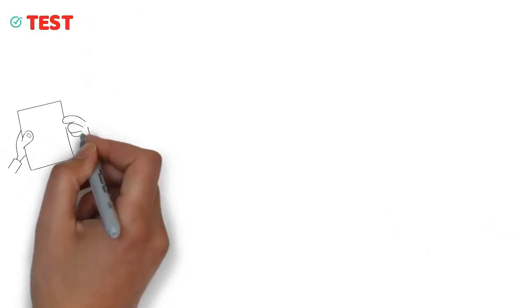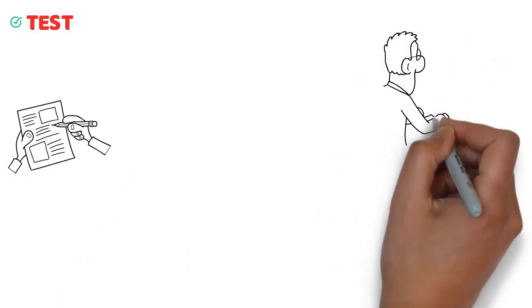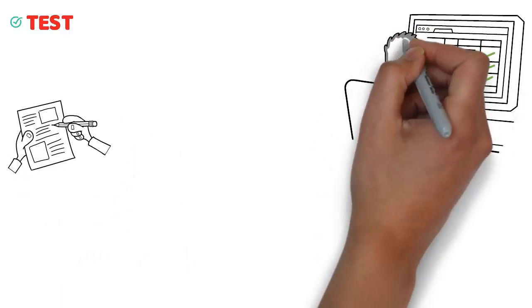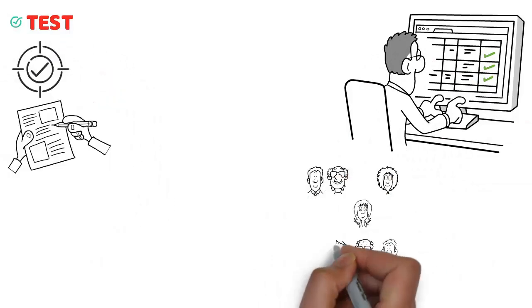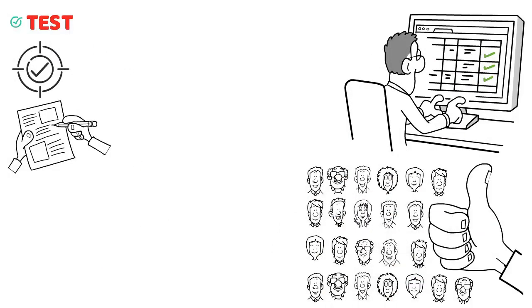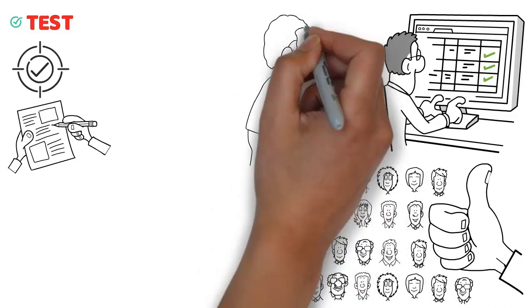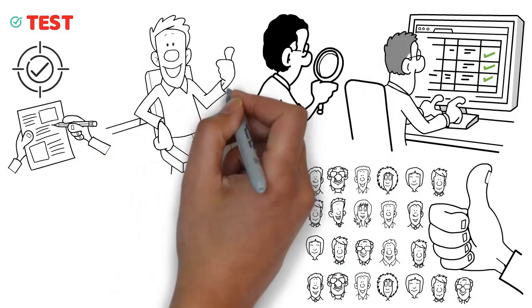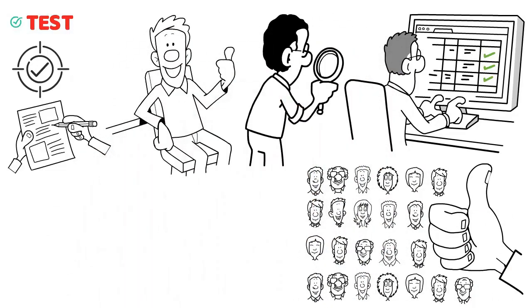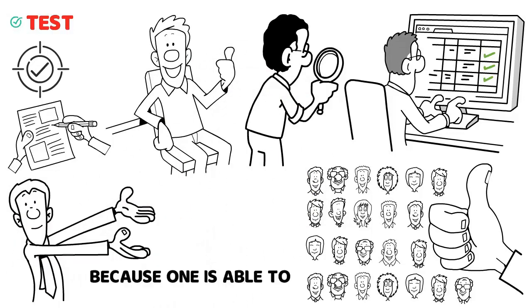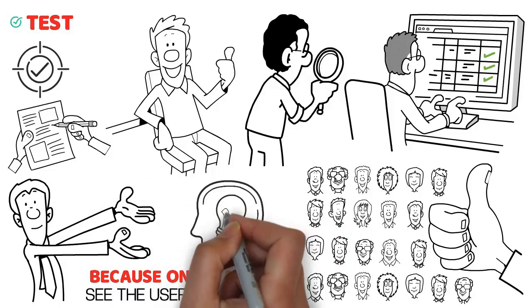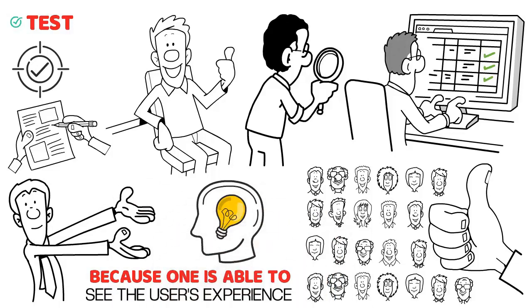Number 5. Test. During testing, empathy plays a key role in the shaping of the user's experience. Focus on showing and not telling. This helps the users to create their own experiences and also helps us to identify how to improve their experiences next time. The opportunity for empathizing is important at this stage because one is able to see the user's experience and hear his or her thoughts, feelings, and ideas.